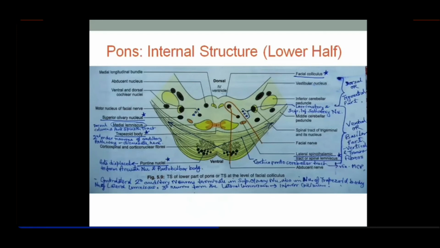Remember, the middle cerebellar peduncle is anteriorly placed, and both the superior and inferior cerebellar peduncles are dorsally placed because they're forming the boundaries of the fourth ventricle, while the middle cerebellar peduncle is ventrally placed. So, this is diverging out, the inferior cerebellar peduncles, right? And you will not find it now because from here it is reaching into the cerebellum already. So you will not find this inferior cerebellar peduncle in the upper section of the pons.